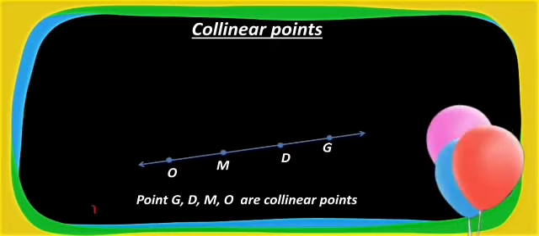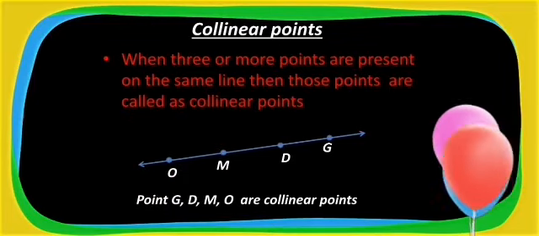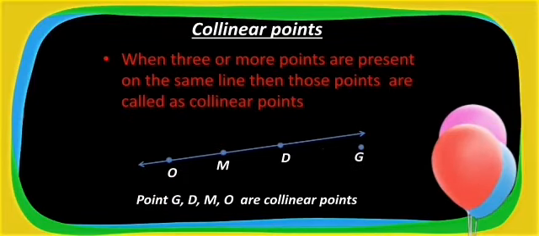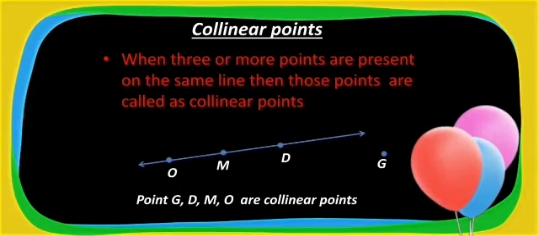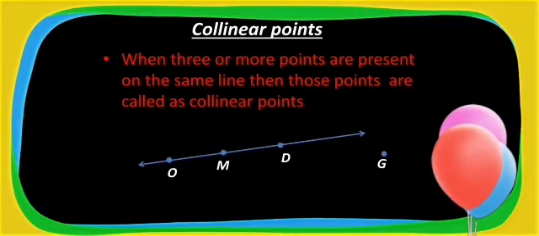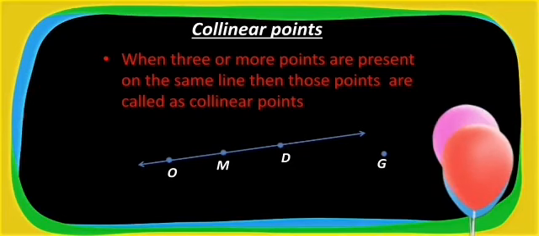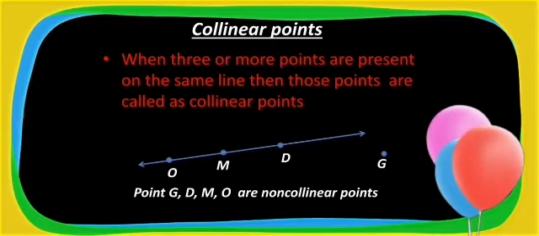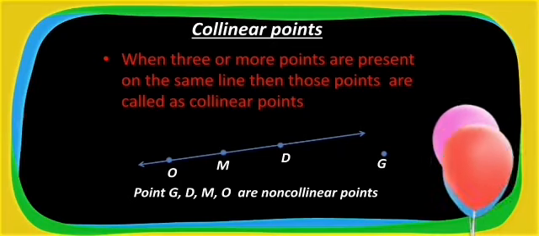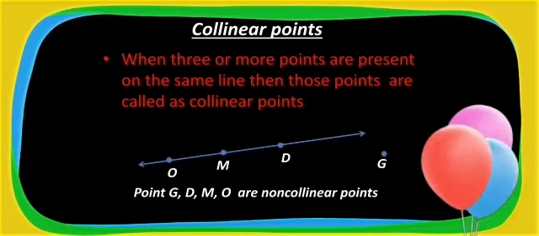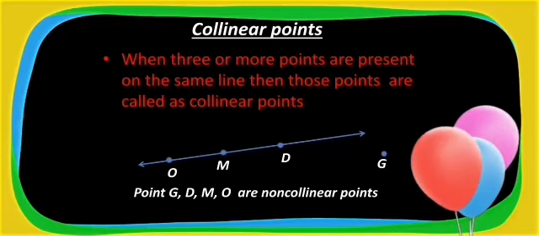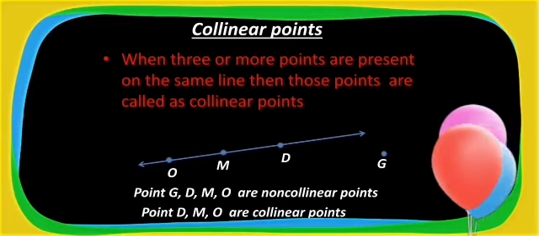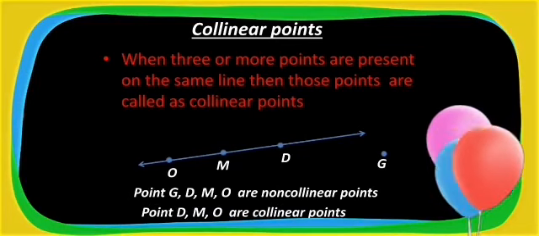But what if letter G is not there along with them? Then are they still collinear points? No. Presently the figure you are looking at is nothing but collinear points. Sorry, non-collinear points. Yes. Now, but in the same figure, can you see points D, M, O? Yes, they are on a straight path, that is on the same line. Of course, that's why points D, M, O are called collinear points.